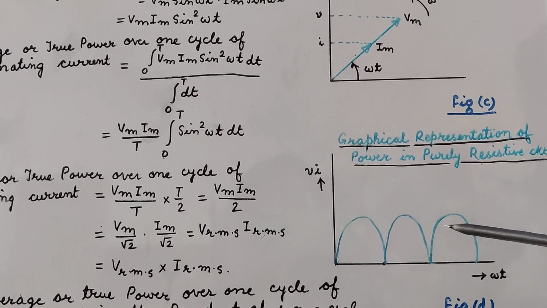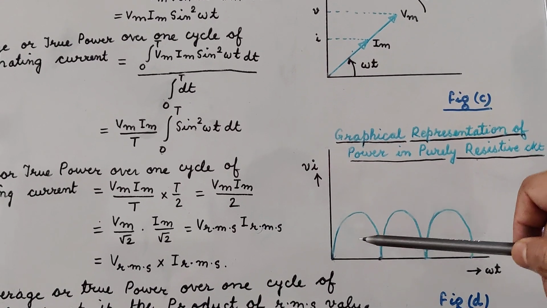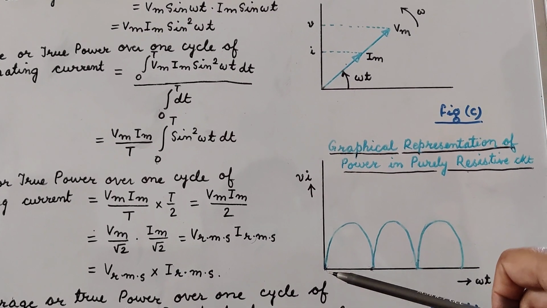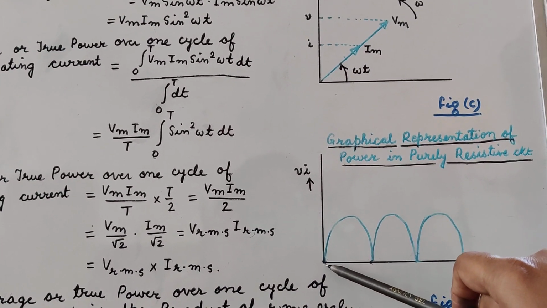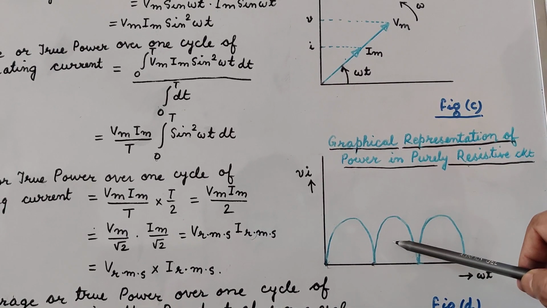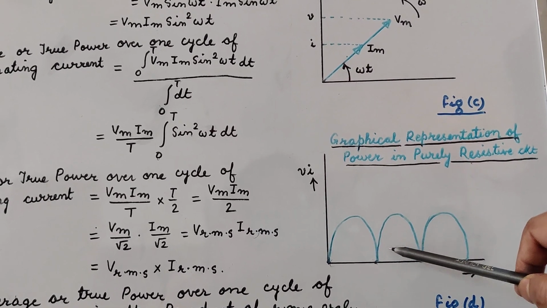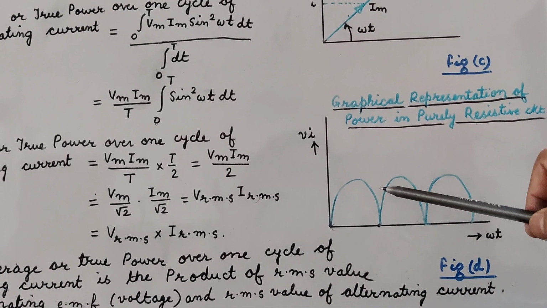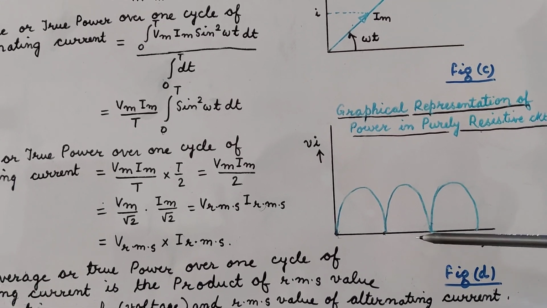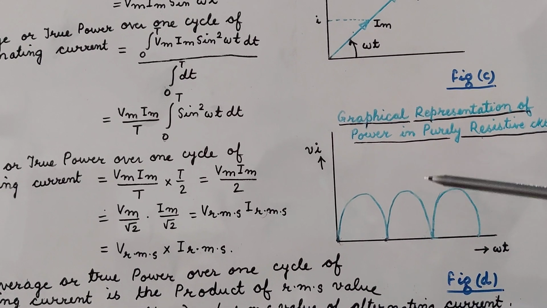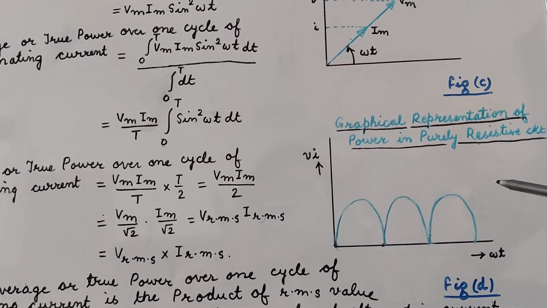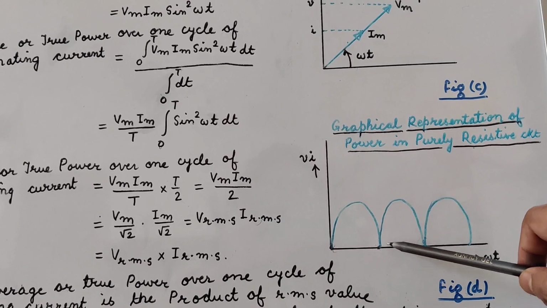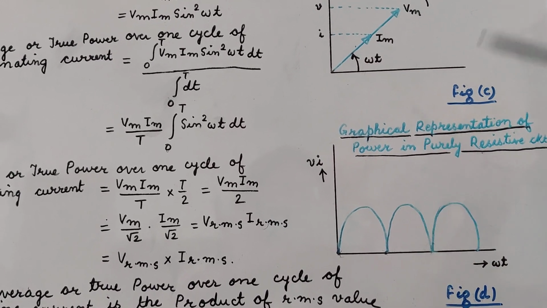From this graph we find that in a pure resistive circuit, power is consumed at all times, except at the instant when both V and I are 0. And even when both voltage and current are negative in this interval, power is positive, because power is the product of small v and small i, and if we multiply negative into negative, it comes out to be positive. So during this interval also power is positive.